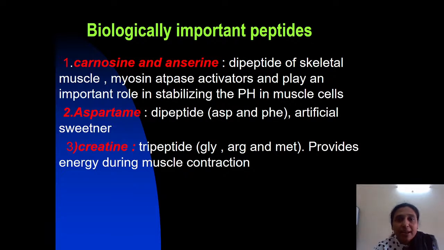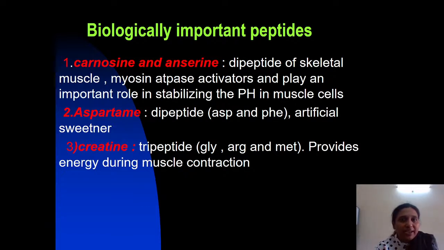If the number of amino acids is from 2 to 50, you can call it a peptide. If they are joined by peptide bonds, the product so formed you can call a peptide. So based on the number of amino acids you can divide like that. If two are there, dipeptide. If three are there, tripeptide, then tetrapeptide, pentapeptide. If 8 are there, that is called octapeptide. If 9 are there, nonapeptide. If 10 are there, decapeptide.